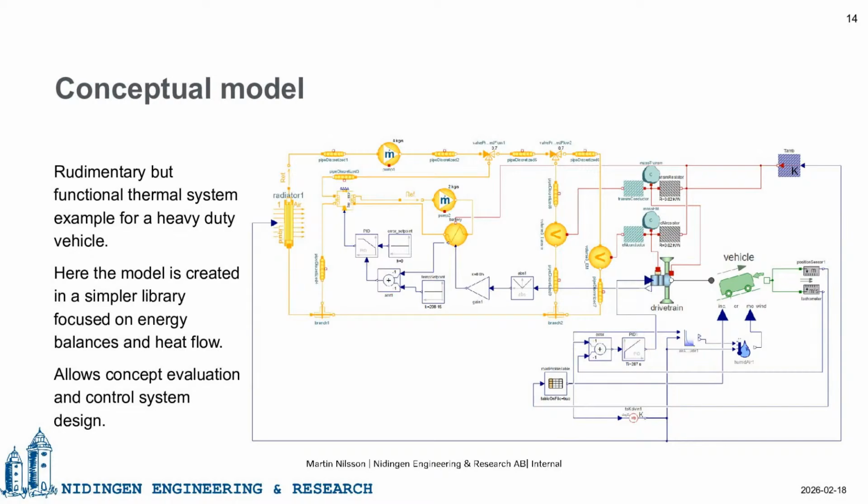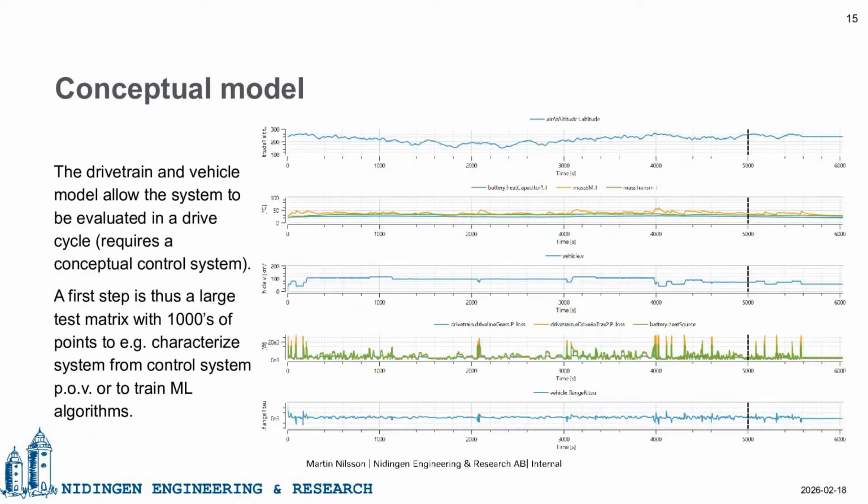So I typically use this library and this type of detail in models to evaluate many concepts, and this can be used to create the first conceptual design of a control system. This conceptual model I ran in a drive cycle because I have a drivetrain and a vehicle model, so I can evaluate in a drive cycle. It does require that I first created a conceptual control system, because otherwise my thermal system won't work. Without the control system, it will work in manual mode or steady state modes only.